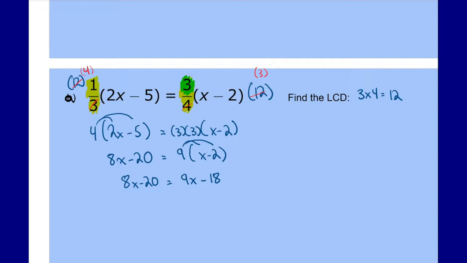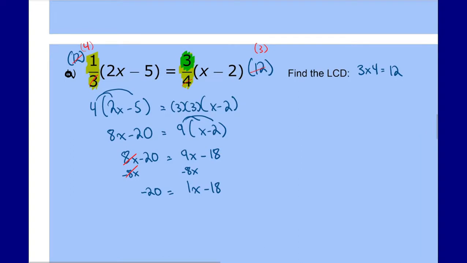So we've gone from an equation with fractions to an equation with brackets to a multi-step equation. Let's get rid of the 8x on the one side, and get rid of it on the other side. One side will cancel out. Negative 20 equals 1x minus 18. Let's get rid of this 18 by adding 18, doing the opposite, doing the same thing to both sides. We're left then with negative 2 is equal to 1x, or negative 2 is equal to x. Means the same thing. And then we have our answer.